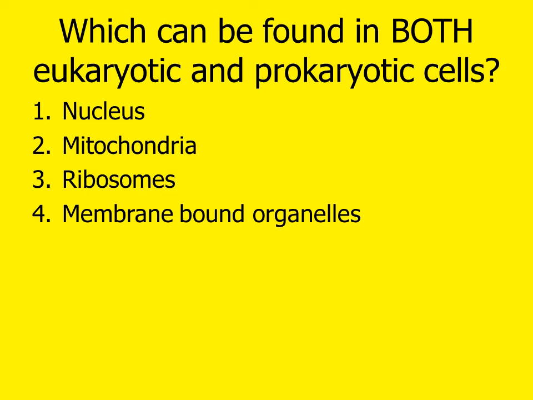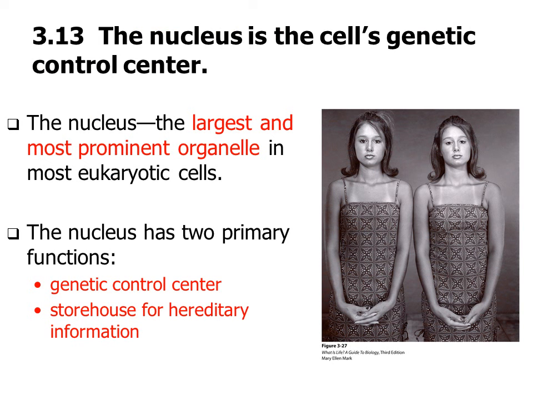So, number 1, the nucleus is only in eukaryotes, partly because it's an organelle, and partly because the DNA is in the eukaryote nucleus. The nucleus is one of the key defining features between a eukaryote and a prokaryote. Mitochondria, again, that's an organelle. Only eukaryotes have organelles. Number 4 would be the same thing. 3, ribosomes are not organelles because they do not have a membrane around them. So that's a defining feature of an organelle.